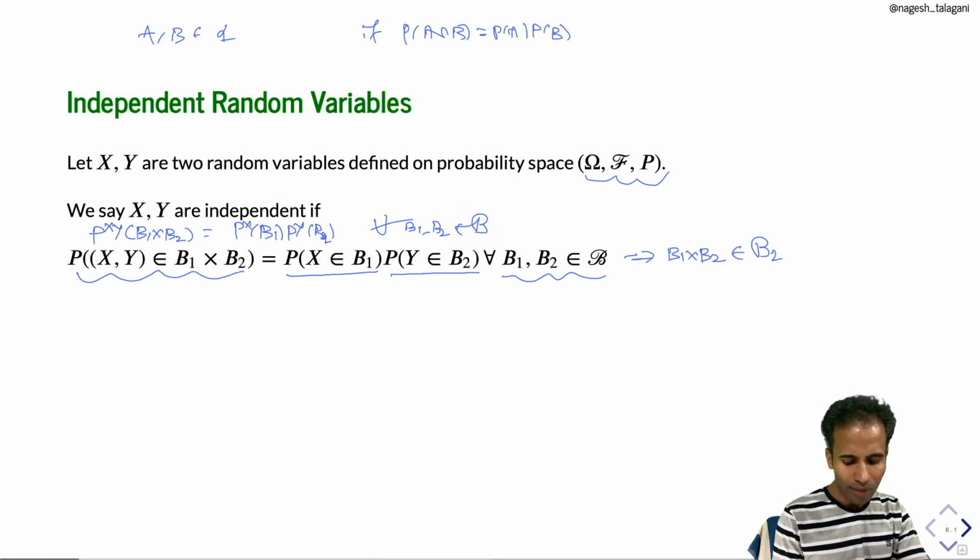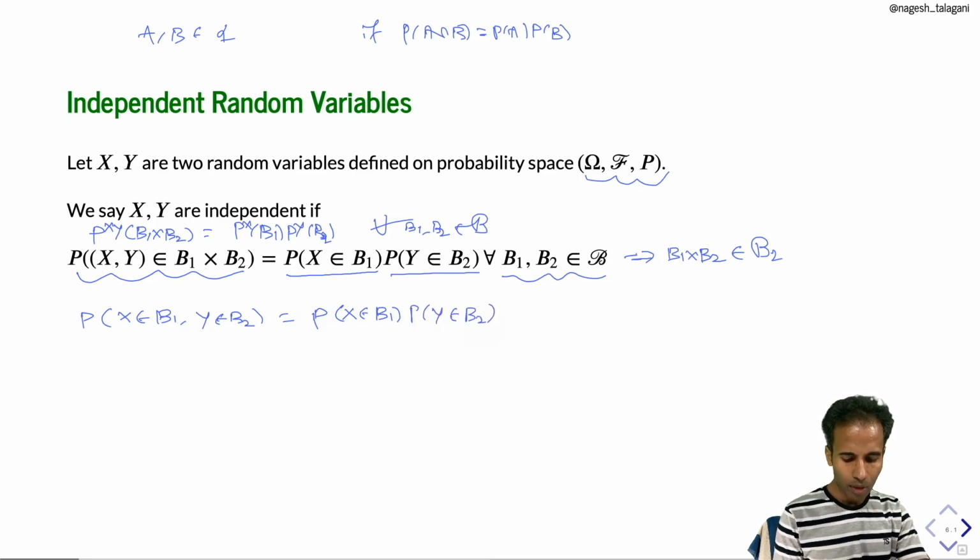So the left hand side, (x, y) belongs to B1 cross B2, means x belongs to B1, y belongs to B2. Let me write like this. Left hand side: probability of x belongs to B1 and y belongs to B2. Right hand side as it is: probability of x belongs to B1, probability of y belongs to B2.